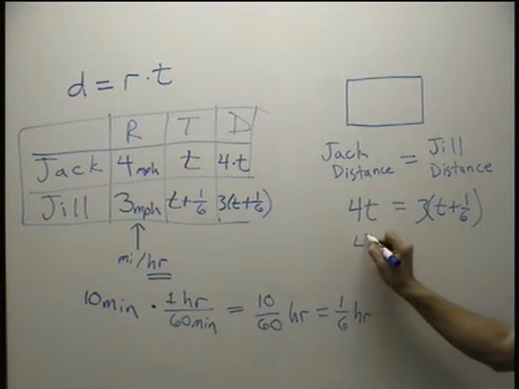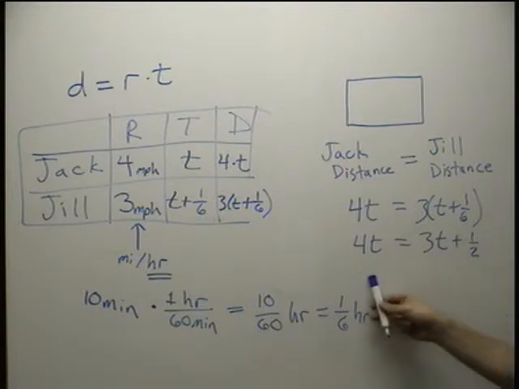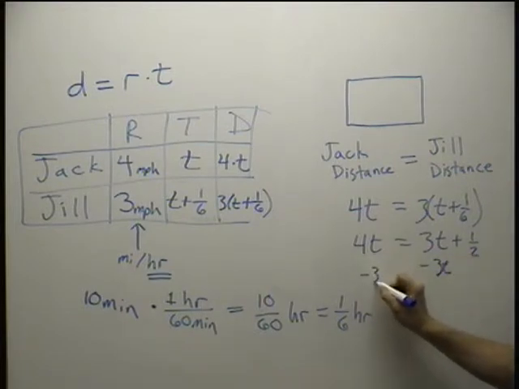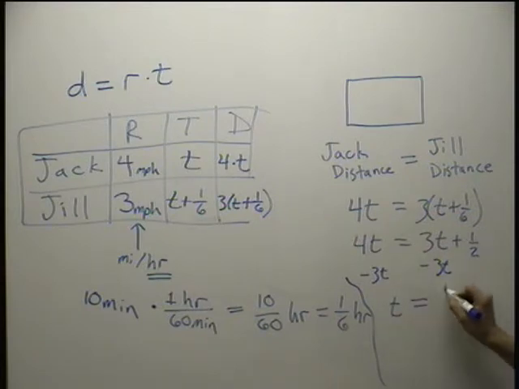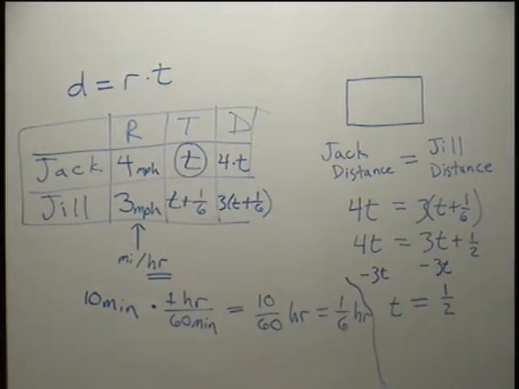So we're going to first distribute the 3. 3 times t is 3t. 3 times 1/6 is 3/6, which reduces to 1/2. Now we need to put our t terms together. So we can subtract 3t from both sides, and we will get 4t minus 3t equals 1t, or just t, equals 1/2. This tells us that t is 1/2, so that means Jack traveled for 1/2 hour.